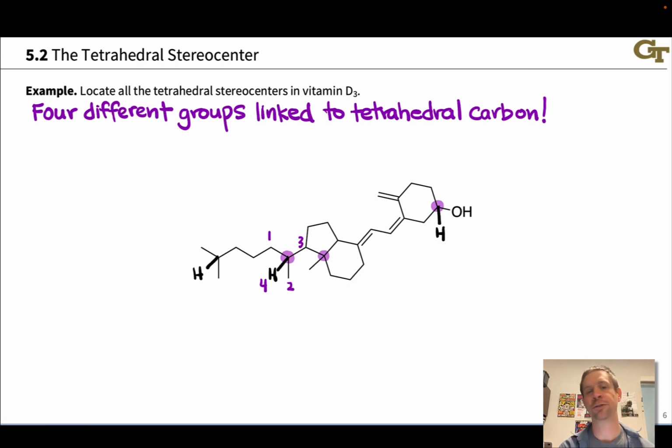So 3 tetrahedral stereocenters in vitamin D3, and again, in this representation, we don't have any information about where the groups are actually located in 3-dimensional space. We need wedges and dashes in the structure to actually have that information.